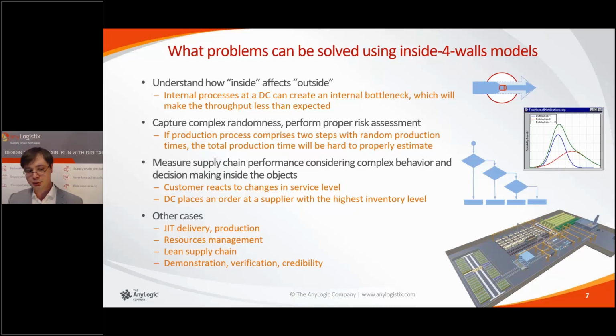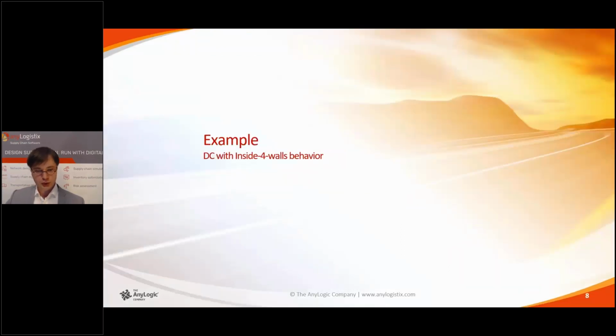And there are a lot of other cases. For example, if we want to take into account just-in-time delivery or production in our supply chain, we want to manage our resources, calculate how many we need, what the utilization is, and so on. If we want to consider a lean supply chain, it is pretty much a requirement, because in lean supply chains even small uncertainty can cause a big break. And also for demonstration purposes: if you build the internals of an object, you can make it visually look similar to the real-life object, which will make it more pleasant to view, more credible, and so on. Let's actually take a look at the example we have.